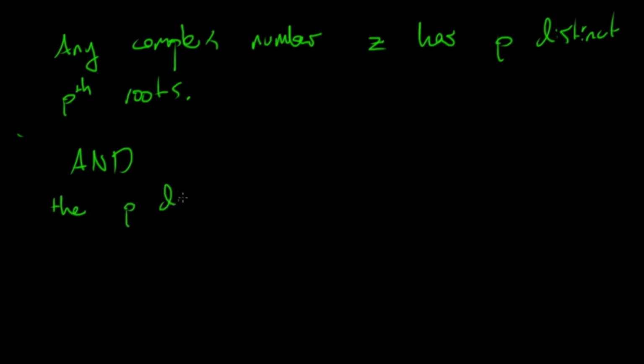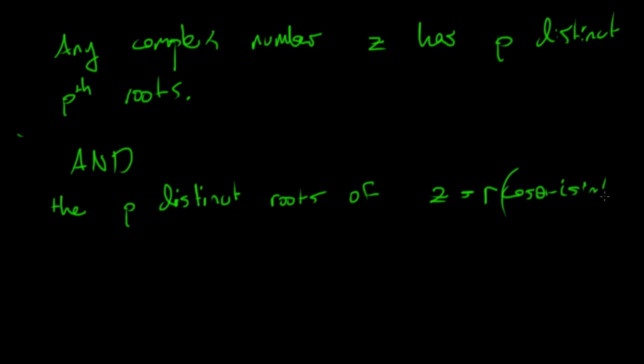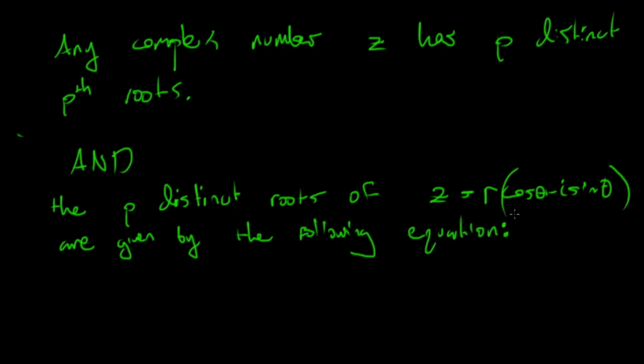All right, and the P distinct roots, sorry, writing i's is always a little bit difficult in this program. The P distinct roots of Z, which is equal to r cosine theta plus i sine theta, are given by the following equation, which is r cosine theta plus i sine theta to the pth root is equal to r to the 1 divided by P.